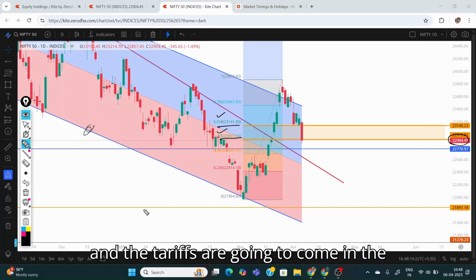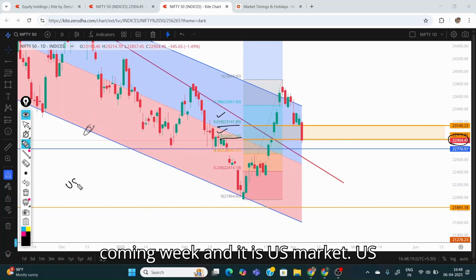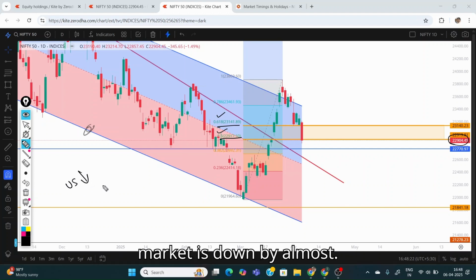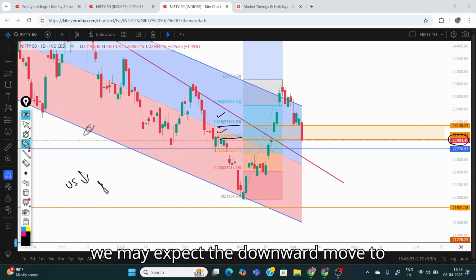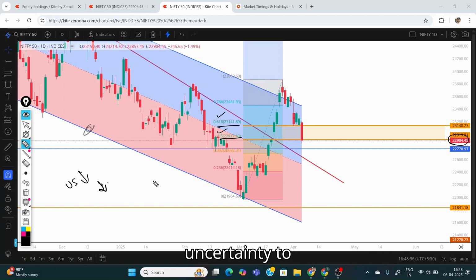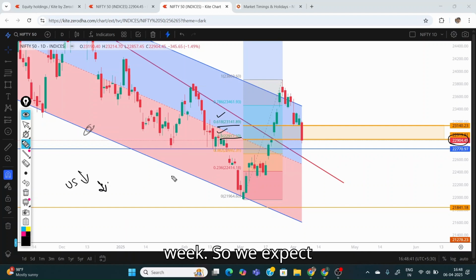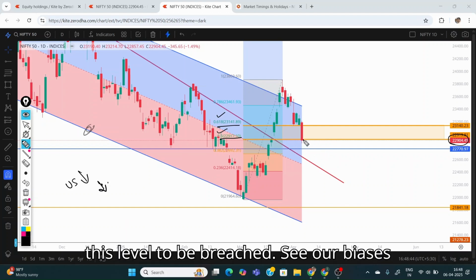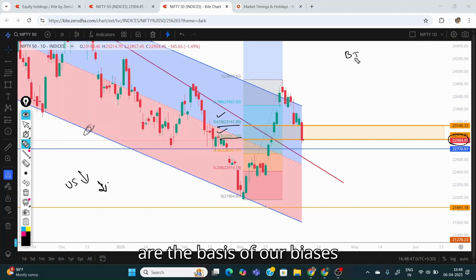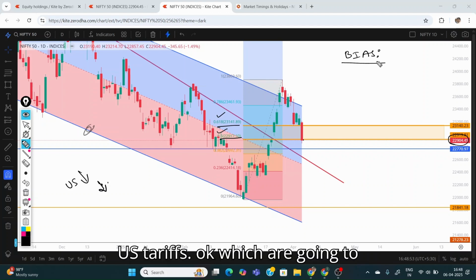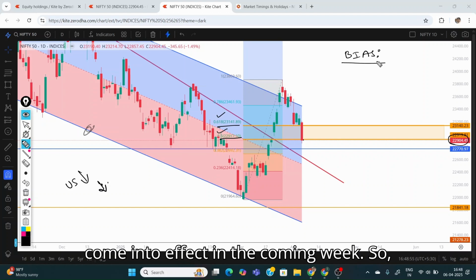And the tariffs are going to come in the coming week, and the US market is down by almost 8 to 10% in the last two trading sessions after the announcement. So we may expect the downward move to continue and the uncertainty to remain in world markets in the coming week. So we expect this level to be breached. Our bias is on the basis of uncertainty generated by the US tariffs, which are going to come into effect in the coming week.